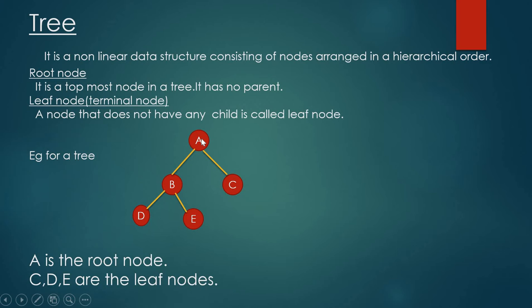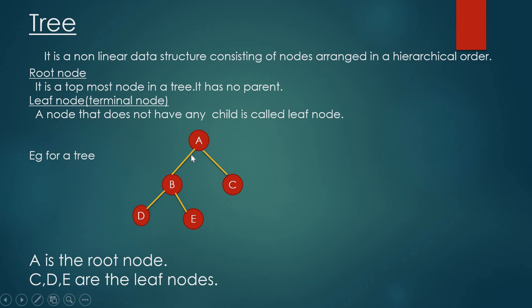Then for the root node, the longest path will be ABE or ABD. AC is not the height of the node because this is not the longest path. This will be the longest path. The length of the longest path is the height of the node. Height of the node means the length of the longest path to its leaf node.